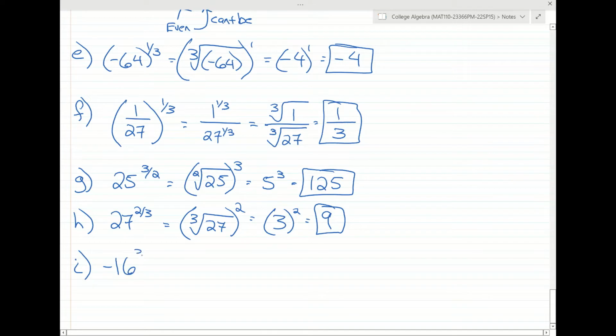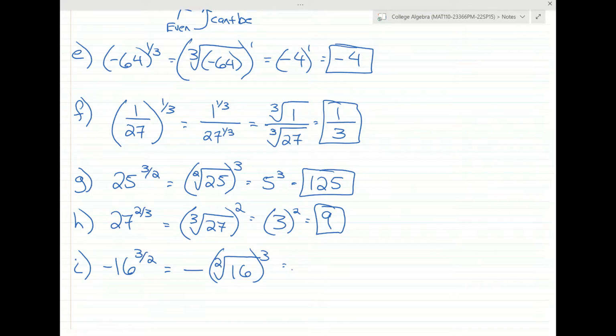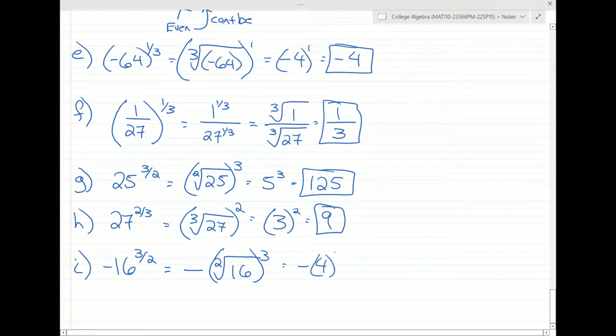Negative 16 to the 3/2 means negative, as long as it's not in parentheses, that means it's on the outside. So negative square root of 16 to the 3rd power. Square root of 16 is 4. 4 to the 3rd is 64. So negative 64 would be the answer.